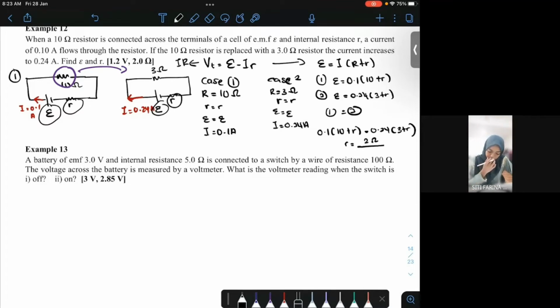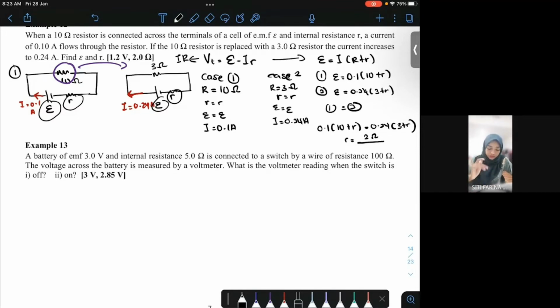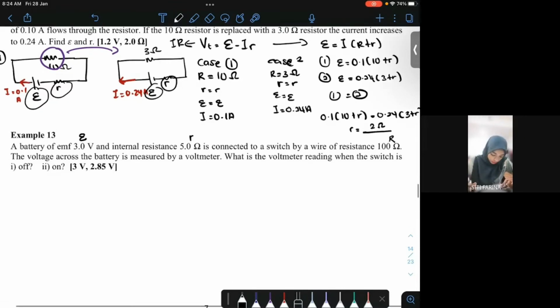So for example 13, we have a battery of EMF 3 volt. Kita ada EMF, dia dah bagi nilai. And internal resistance of 5 ohm. So ini nilai internal resistance kita. Is connected to a switch by a wire of resistance 100 ohm. So ini adalah resistance kita, 100 ohm. The voltage across the battery is measured by a voltmeter.